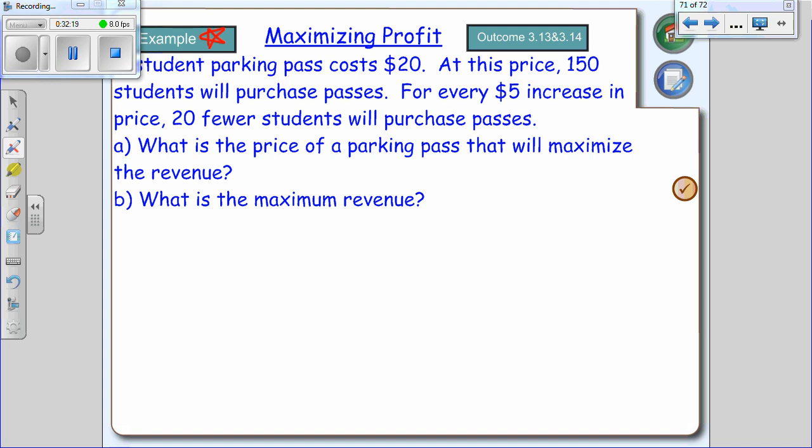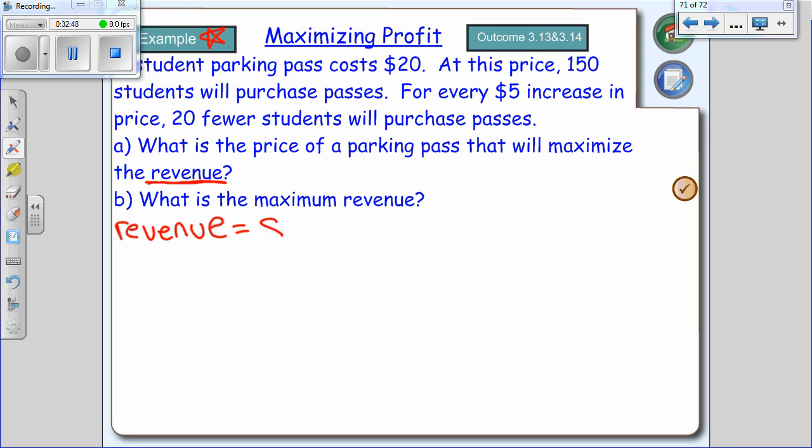What is revenue? Revenue is how much money you actually generate. So how do you figure out how much money you've generated? Number of sales times your price. Revenue is not your profit. It's how much money you got.